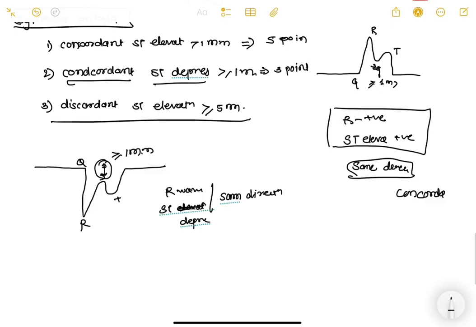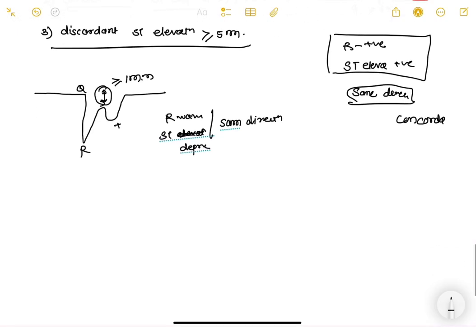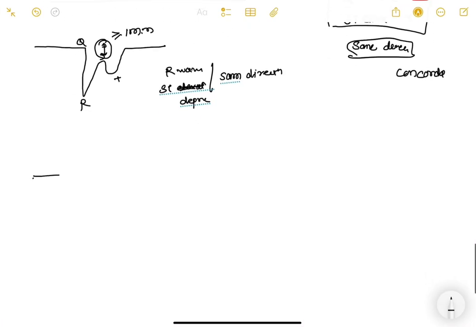Now what is discordant ST elevation? Now consider this is your Q wave, R wave and this is your ST segment. So Q, R, S and T.